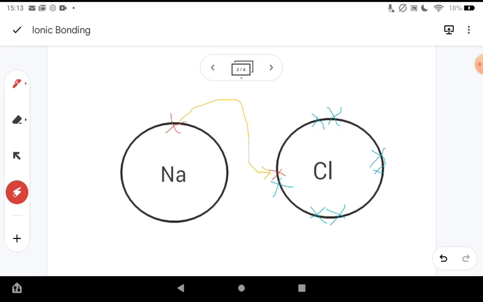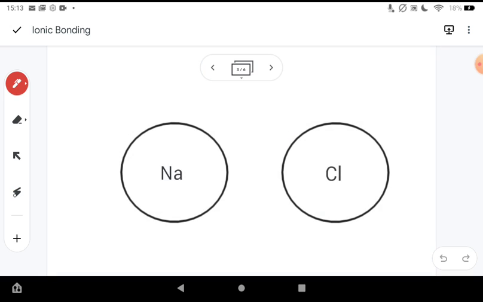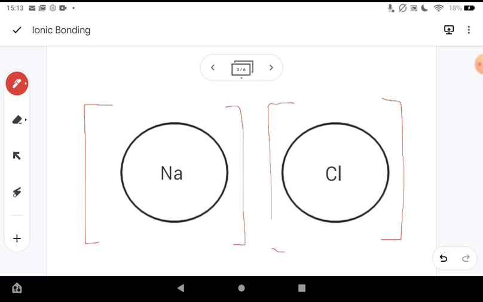The way you go about drawing it is to draw what we call square brackets around the outside. So each of them would have square brackets, and sodium has lost an electron. Now, because electrons have a negative charge, that means what's left behind is a positive charge. So sodium will be positive. All metals end up positive. Now, because it lost 1 electron, that's a 1 plus charge.